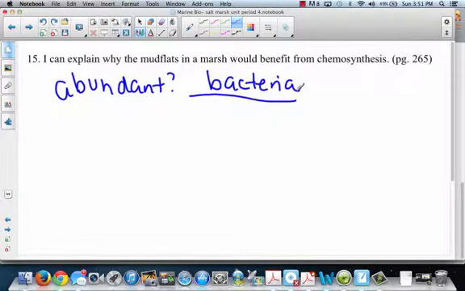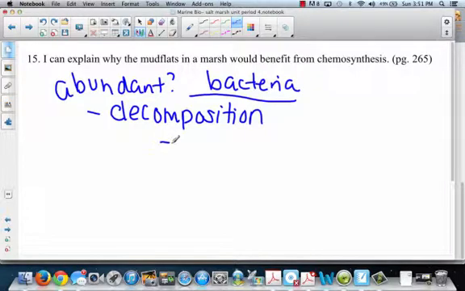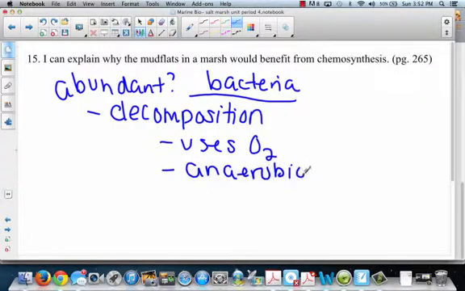Bacteria are extremely abundant in all soils and especially mud flats. And usually bacteria's job, some are photosynthetic, but most of them is for decomposition. Something you need to know about decomposition is that it uses oxygen. All right, so it's going to use up oxygen. If oxygen is not available, then it can perform anaerobic respiration. And in the mud flat, we had already said oxygen is really not there. So what happens is it's going to go through anaerobic respiration.